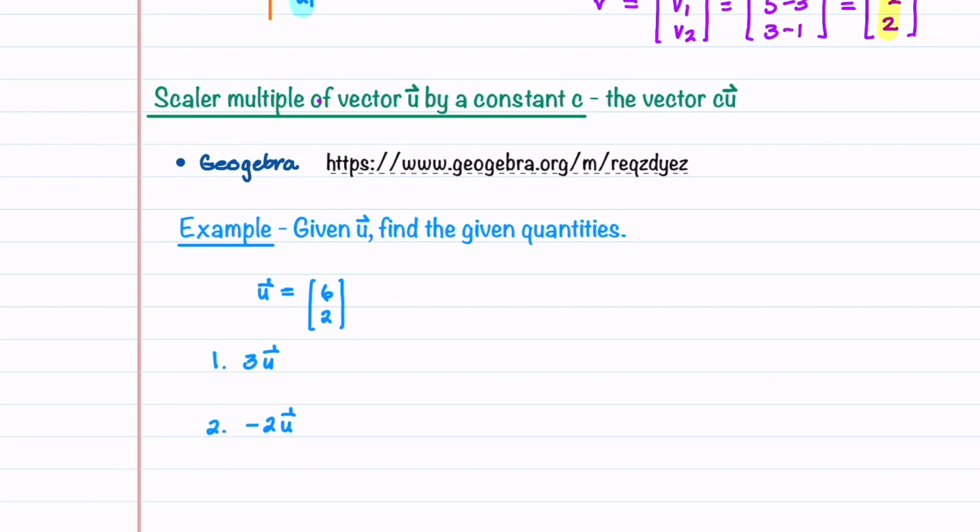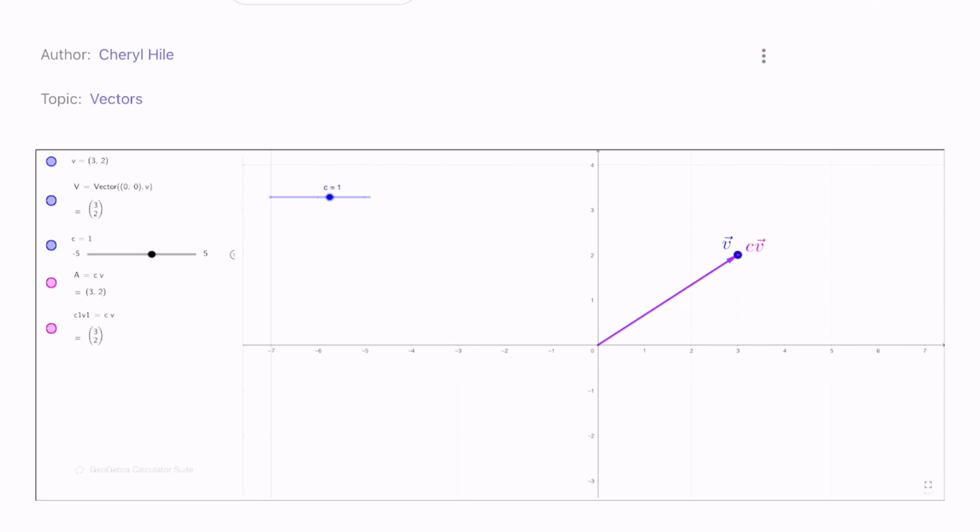Let's now see what happens when we multiply a vector by a constant. When we look at this GeoGebra link, we can visualize how a vector changes when we multiply it by a scalar. I've placed this link in the video description below. When we multiply a vector by 1, it stays the same.